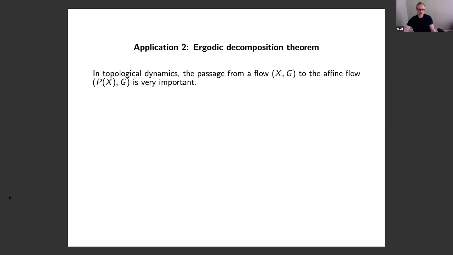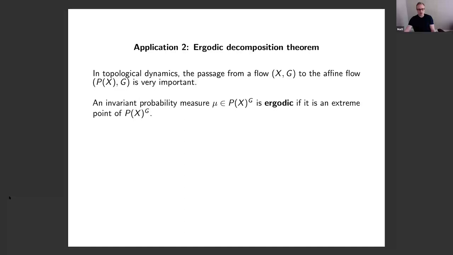And one of the things you often want to do in topological dynamics is look at the affine flow of probability measures on X. So for example, if you care about something like amenability, well, one characterization of amenability is in terms of the existence of invariant measures for actions on compact Hausdorff spaces. So in other words, in P of X, if I have an amenable group, I can find fixed points. So we care very much about this affine action.